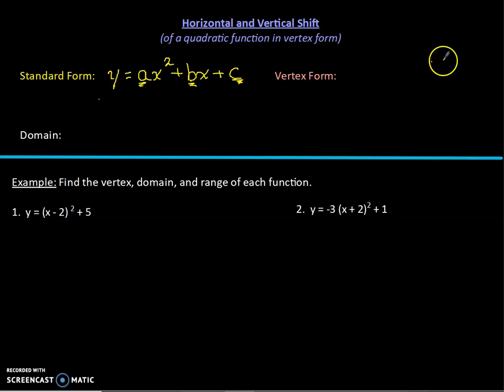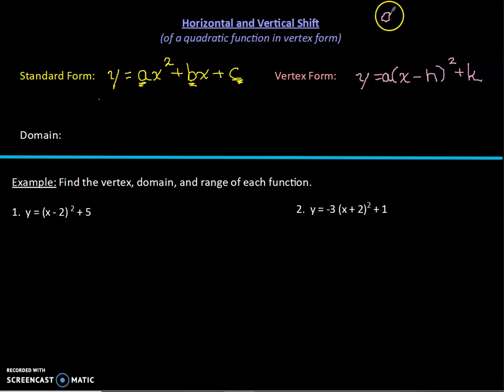If it is in vertex form, it will be written as y equals, or f of x equals, a times (x minus h) squared plus k. There may be an amplitude a in front of the parentheses. It could be 1, as you can see in number 1, the example. The amplitude is just 1 because there's nothing there. The amplitude will also tell us whether the parabola faces upwards or downwards.